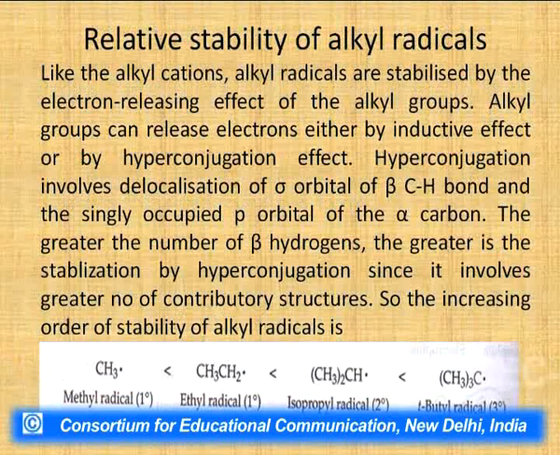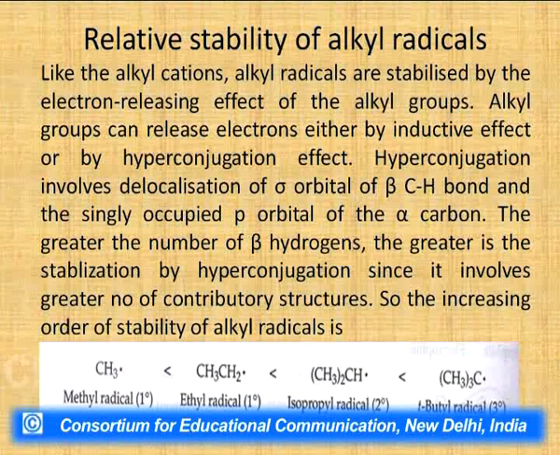Relative stability of alkyl radicals. Like the alkyl cations, alkyl radicals are stabilized by the electron releasing effect of the alkyl group. Alkyl groups can release electrons either by inductive effect or by hyperconjugation effect. What is hyperconjugation? It is the delocalization of the sigma orbital of the beta C-H bond and the singly occupied p orbital of the alpha carbon.